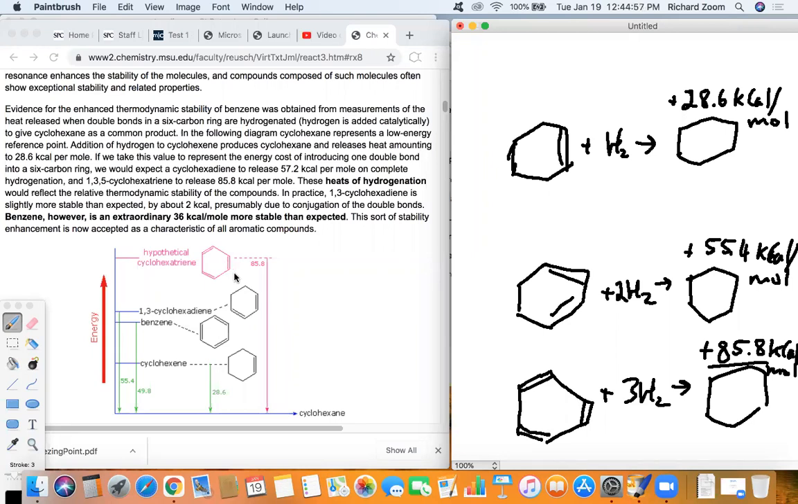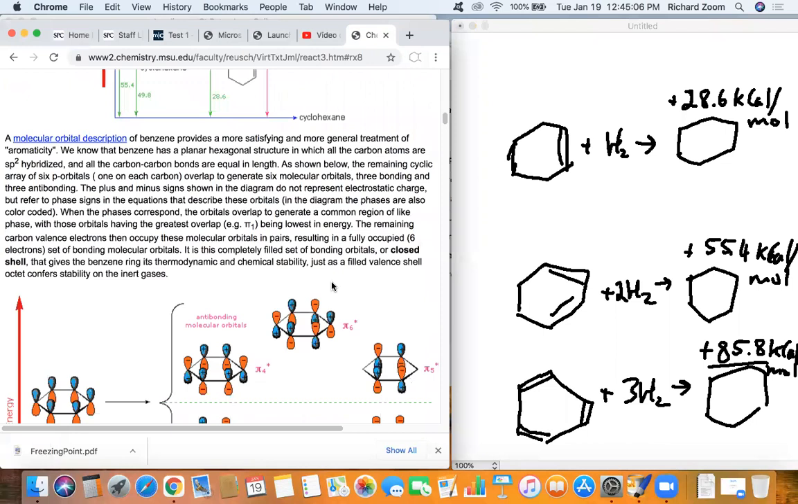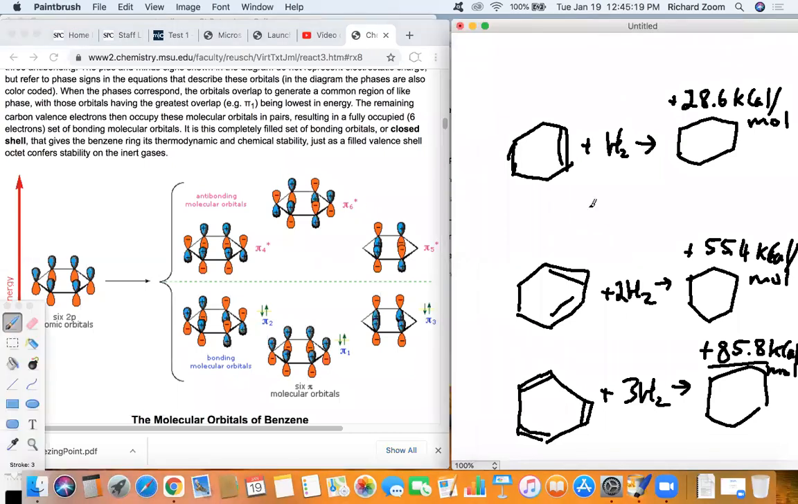So we're going to figure out now why that is, why benzene is so much more stable than we'd expect it to be. Now this is going to look a little bit complicated initially. I'm going to have to give you a little background as to what's going on in this diagram here. I know it looks very nasty.